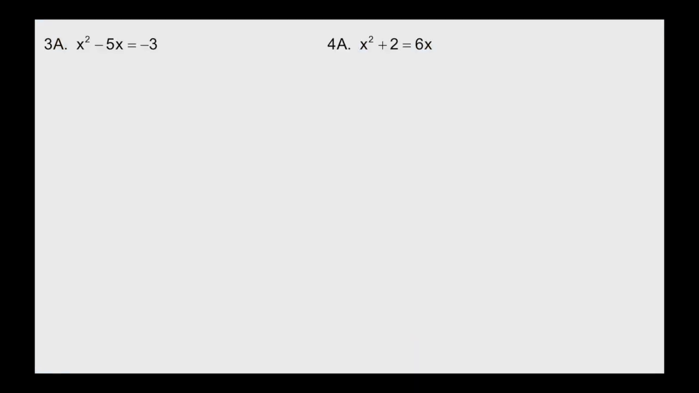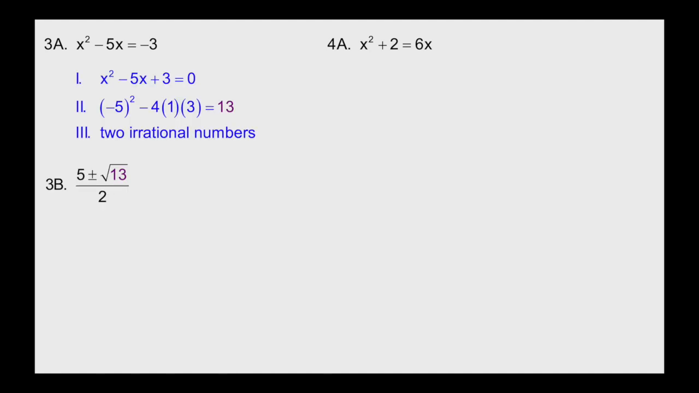For my next equation, I'm again going to start by adding 3 to each side. And my equation becomes x squared minus 5x plus 3 equals 0. From here, I've got b squared minus 4ac. So negative 5 squared is 25 minus 4 times a times c. And that ends up giving me 13. Again, it's positive, so I know I'm going to get two real solutions. And then I've got to decide if it's rational or irrational. If I take the square root of that, it does not come out perfect. So that's why I'm going to get irrational numbers here.